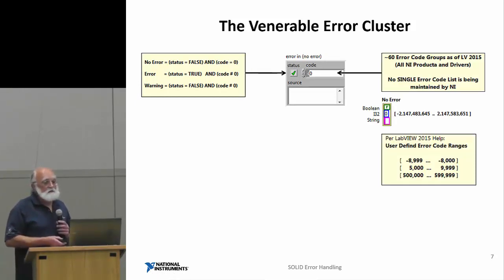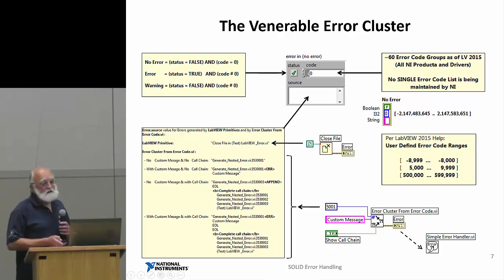It encodes error ranges in an I32, and there are about 60 error ranges as of LabVIEW 2015 for all NI products. NI maintains those ranges, but there is no single list where you can find all the error codes. And there are three ranges that are devoted to customer codes. It's about 100,000 error codes, and that's pretty much it.